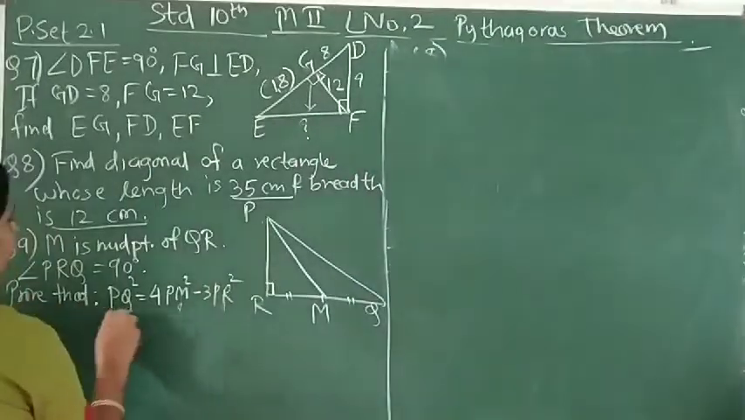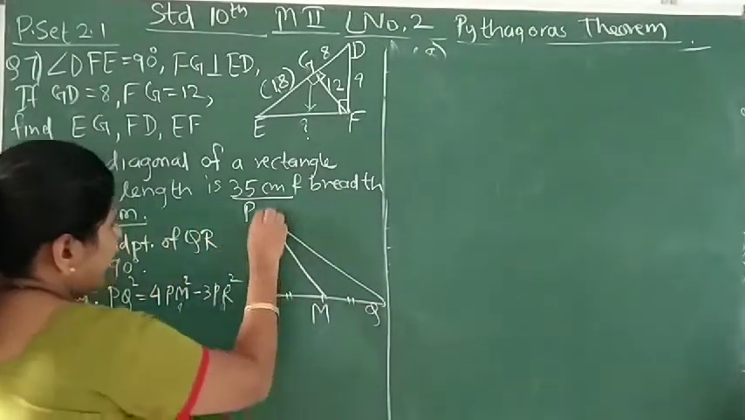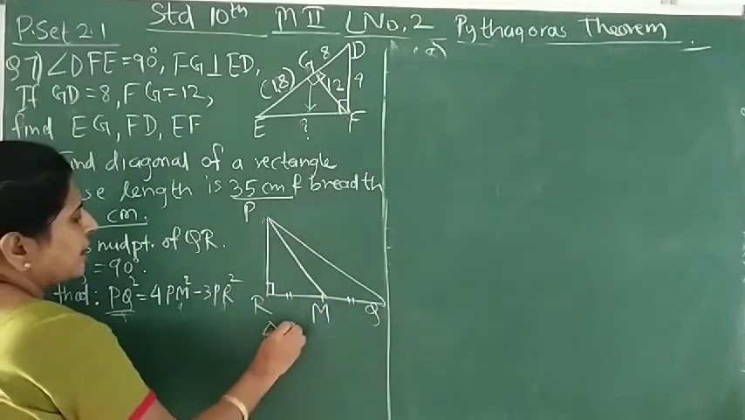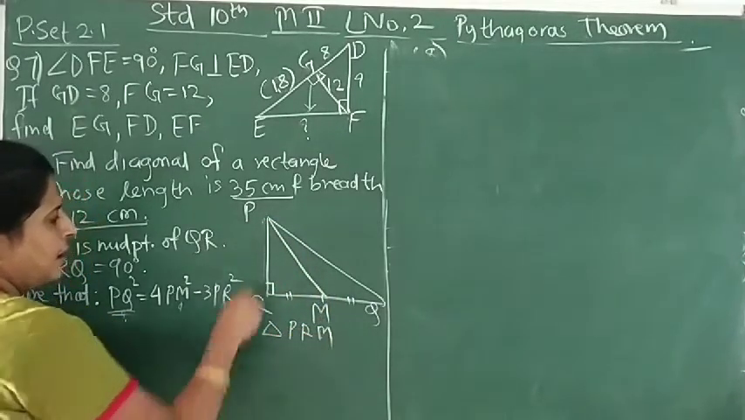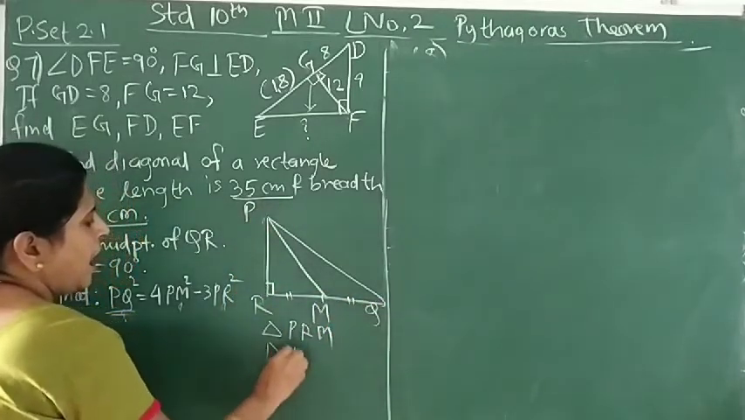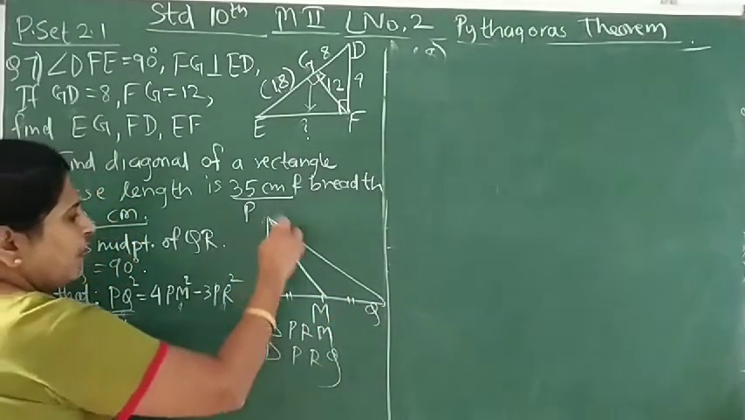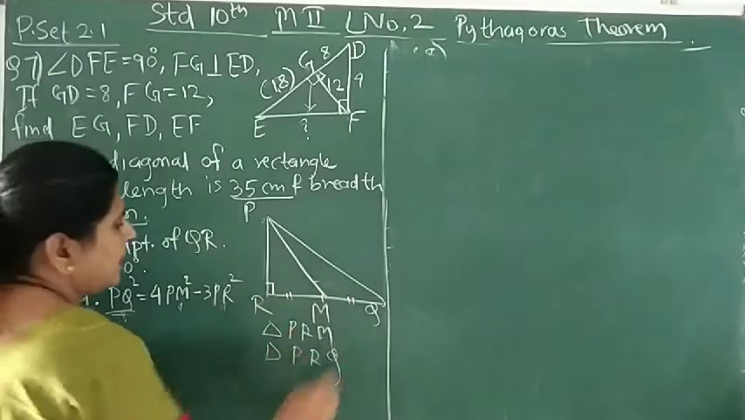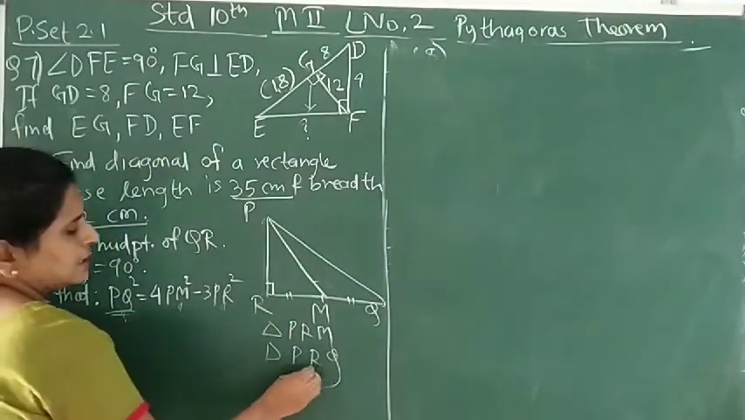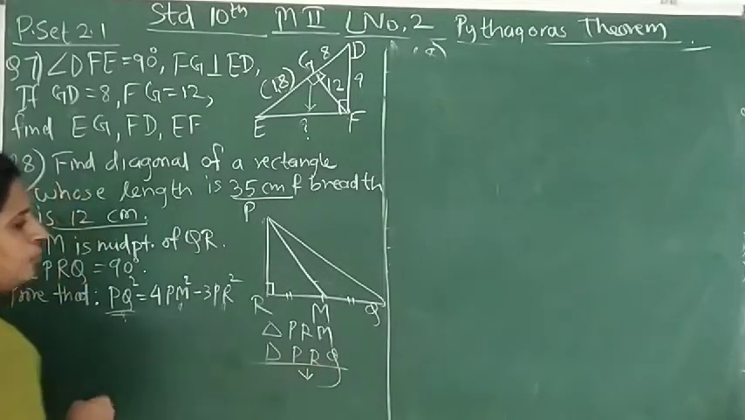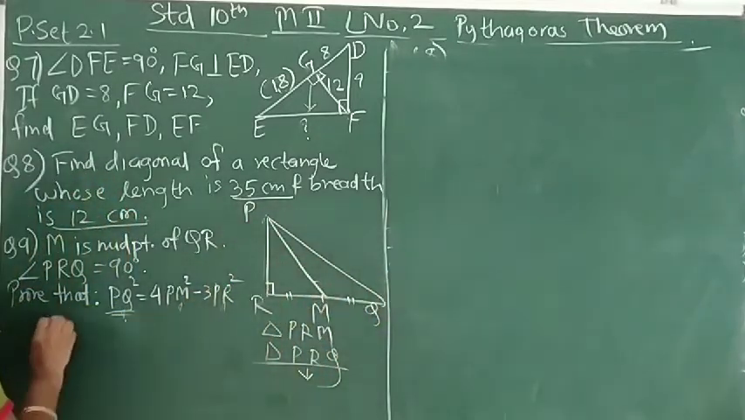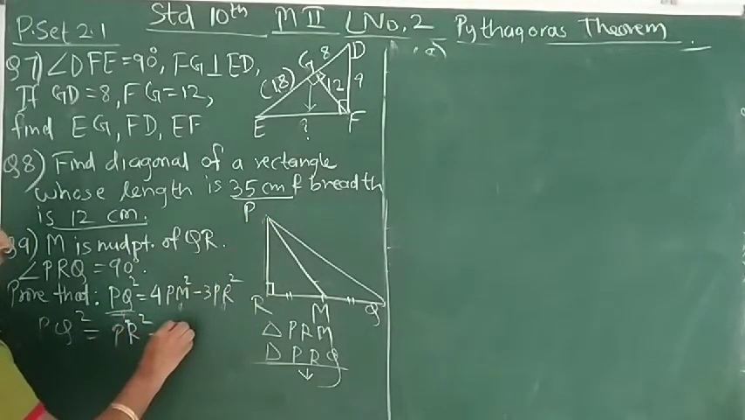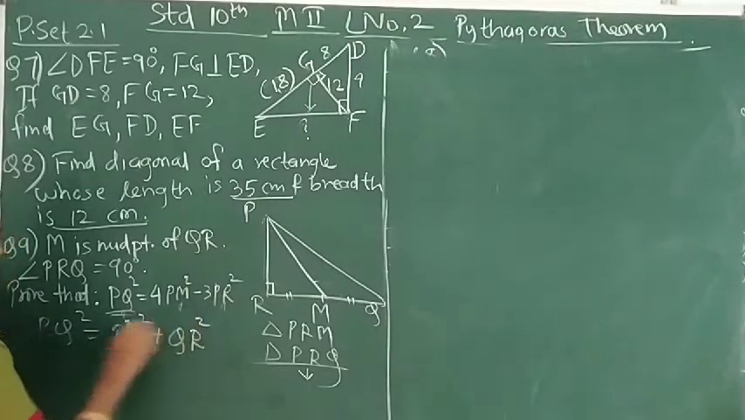So from where can you get PQ square? Because there is a right angle, we have right angle triangles. The first right angle triangle is PRM, correct? And the other triangle is PRQ, another right angle triangle. Of course we have this triangle too, but it is not a right angle triangle. We will consider these two right angle triangles. PQ square is in triangle PRQ, where PQ is your hypotenuse. So PQ square you can get as PR square plus QR square.